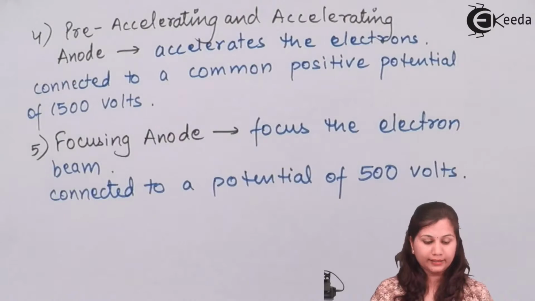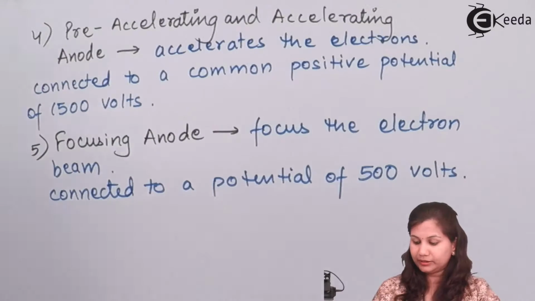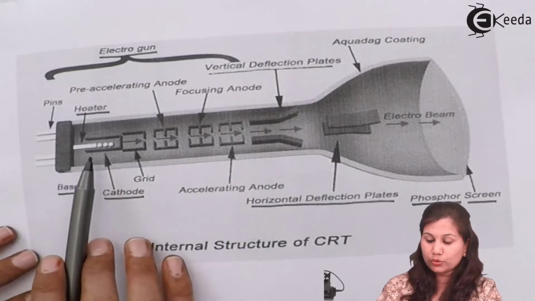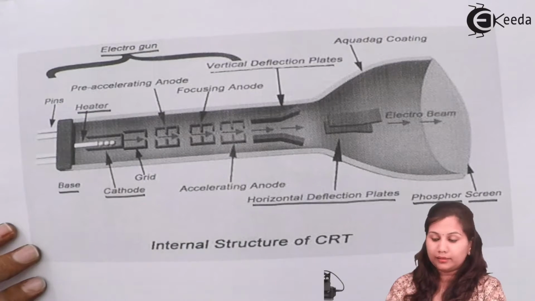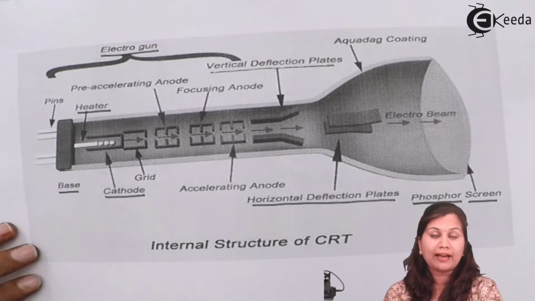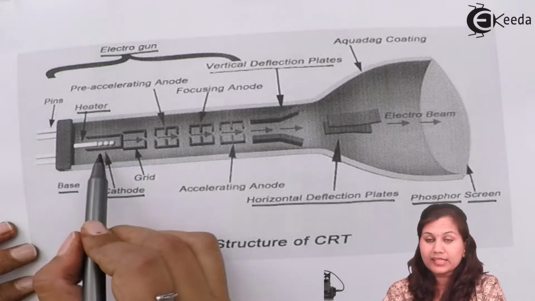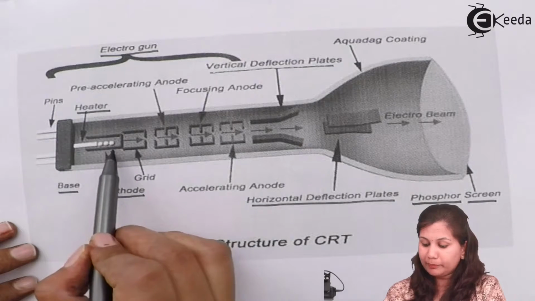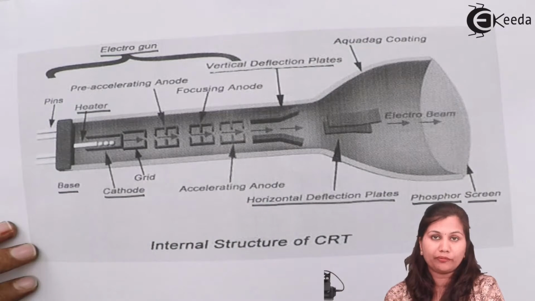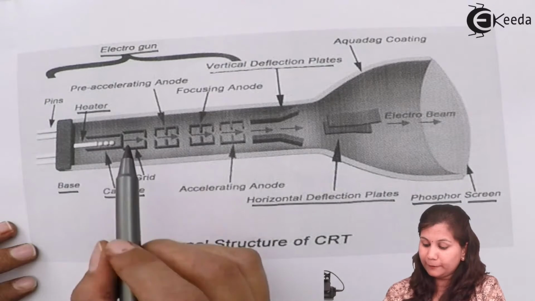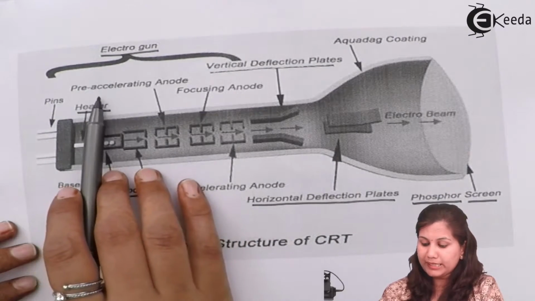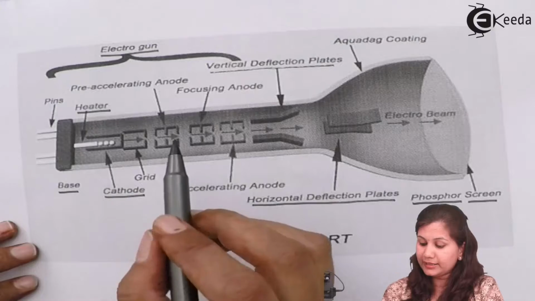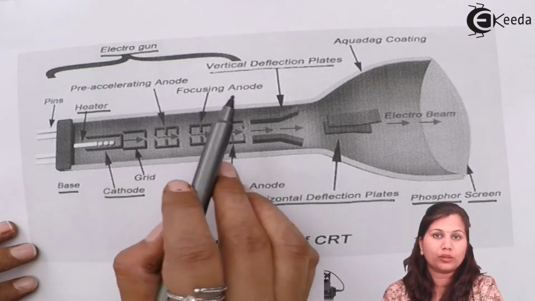So we can see that in the electron gun we have different parts. The heater is heating the cathode. The cathode has a layer of barium oxide, and when this cathode is heated, it is going to produce the electrons. These electrons then pass through the grid, which is controlling the number of electrons which are passed further. Then these electrons pass through the pre-accelerating and the accelerating anode, which are going to accelerate the electrons, and then these electrons are focused using the focusing anode.